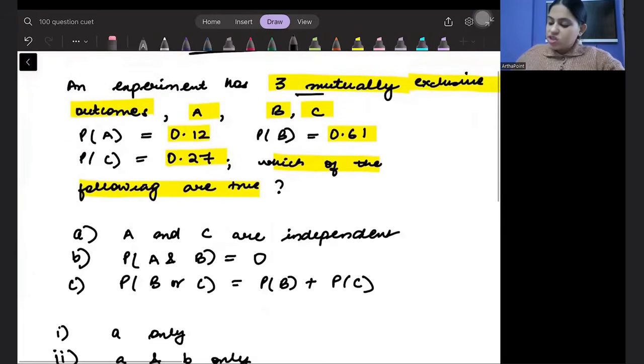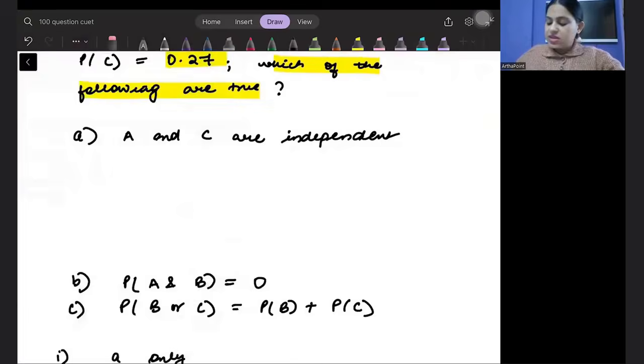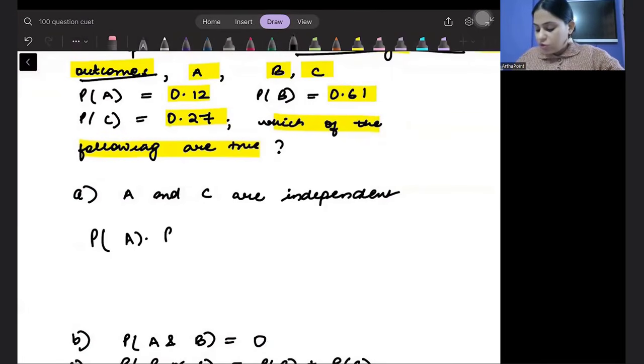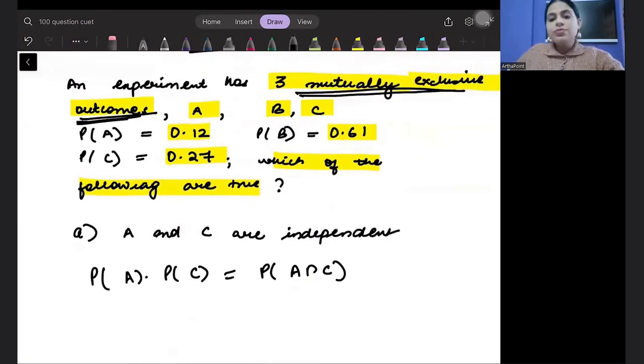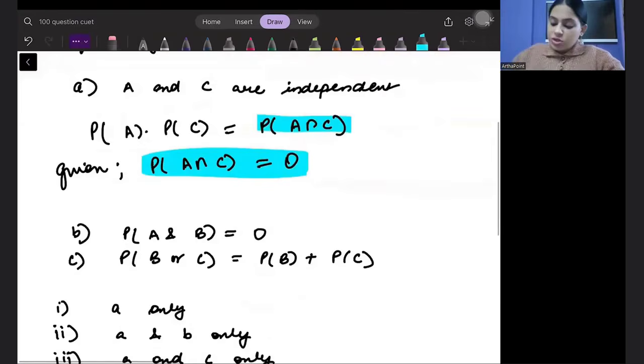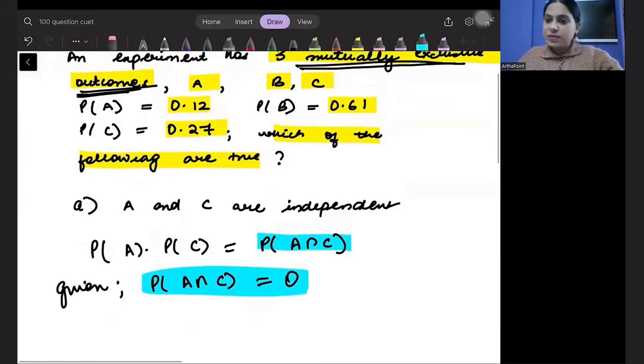It says that they are exclusive, meaning there is nothing common between them. Are they independent also? Are A and C independent? So what does A and C being independent mean? That probability of A into probability of C should be equal to probability of A intersection C. But A and C are mutually exclusive. We are given that they are mutually exclusive, meaning there is nothing common between them. So probability of A intersection C is 0. There is nothing common between A and C. So if there is nothing common between A and C, probability of A intersection C will be 0.